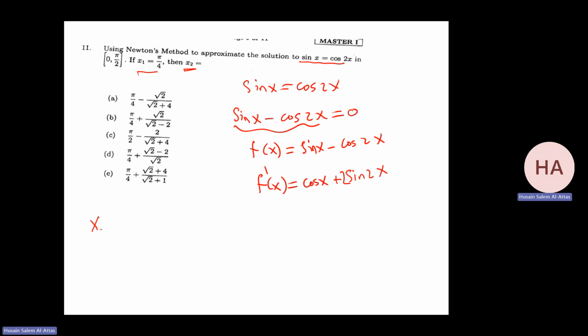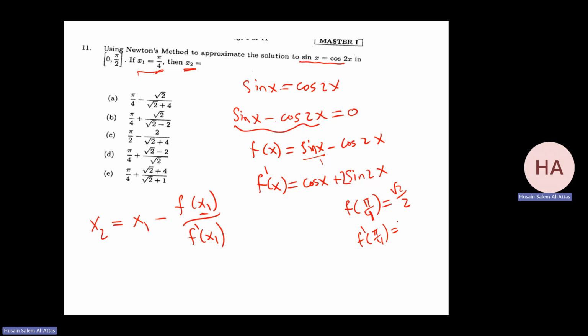Okay, so x2 will be x1 minus f of x1 over f prime of x1. Sometimes when you feel the calculation needs care, do it aside. F pi over 4 will be what? Because I need x1 is pi over 4, so I need f of pi over 4 and f prime of pi over 4. Sine pi over 4 is square root 2 over 2. Cosine of pi over 4 times 2, which is cosine pi over 2, is 0. So ignore it. Square root of 2 over 2 minus 0 is just square root 2 over 2.